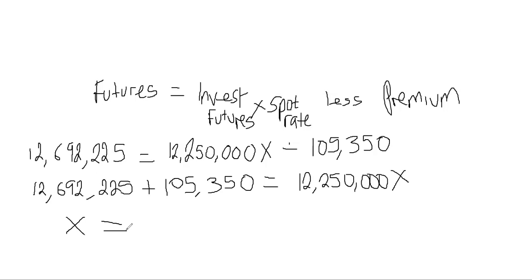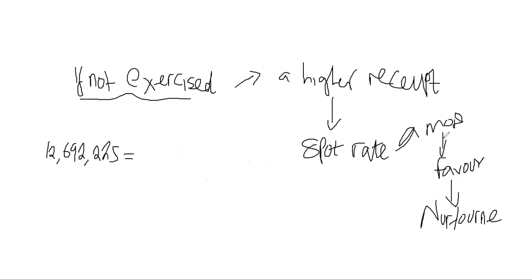What would be the X? 1.0447. So you see that the spot rate, just to qualify this statement, is more and it favors Newton, if you're not going to exercise the option and you're using the futures.